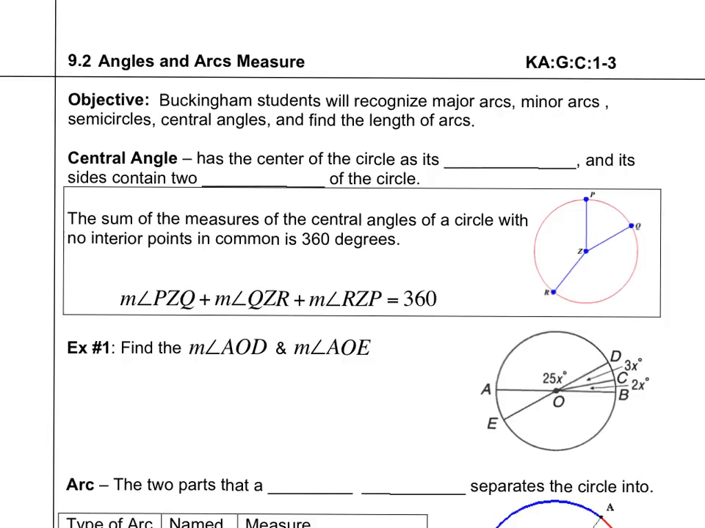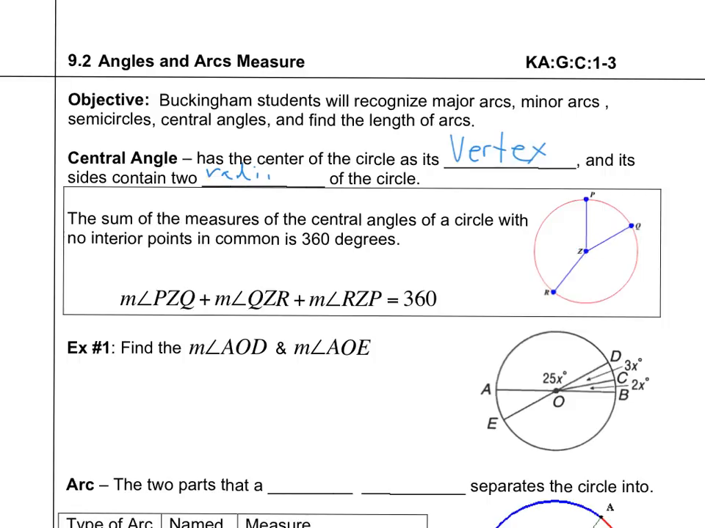Okay, so central angle. This has the center of the circle as its vertex, and its sides contain two radii. That's the plural of a radius. Two radii of the circle. So here's the center of the circle, it's the vertex. Here's two radii, therefore it's a central angle, okay? That's all there really is to a central angle. It's just an angle from the center of a circle.